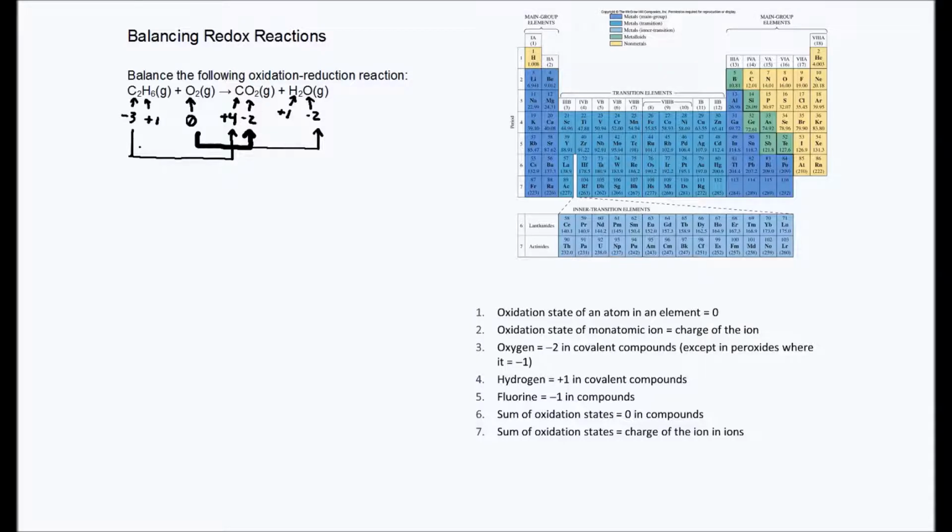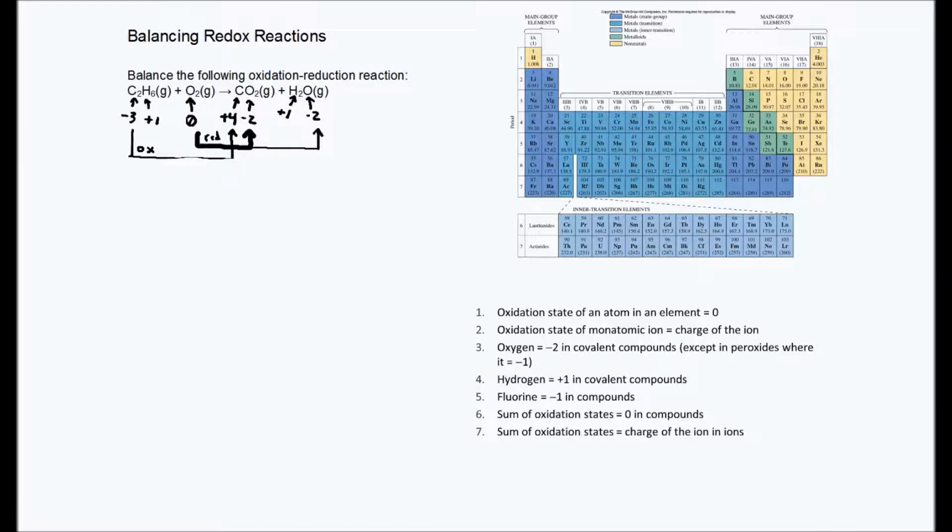So now we can identify which of these steps is what kind of reaction. Is it oxidation? Is it reduction? Carbon going from -3 to +4 is increasing its oxidation state, which means it's losing electrons. We call that oxidation. So this is oxidation. Oxygen is going from 0 to -2. It's reducing its oxidation state. This is reduction.